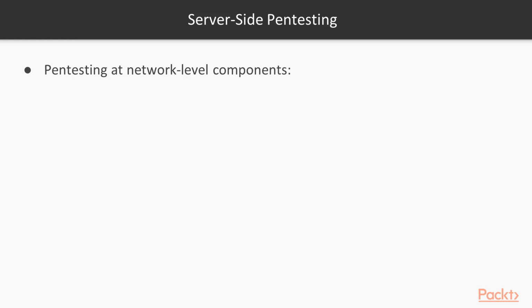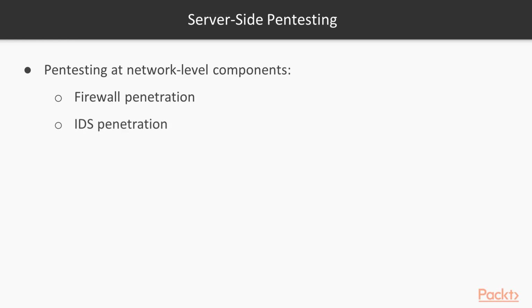What is server-side pen testing? It is pen testing at network-level components. The components which are working at the network side are called server-side, and if you try to pen test those components, that is called server-side pen testing. For example, firewall penetration, because a firewall is basically at the server side. So this is server-side penetration testing.